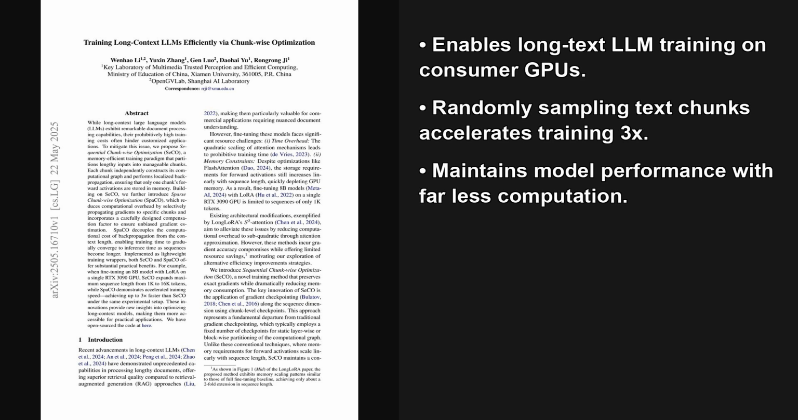The key takeaway from this work is that you don't need to process a whole long sequence at once. By breaking it down into chunks, and especially by using that clever random sampling with the sparse chunkwise optimization method, you can train these huge models much faster and with way less memory. This really opens up new possibilities for long context models.